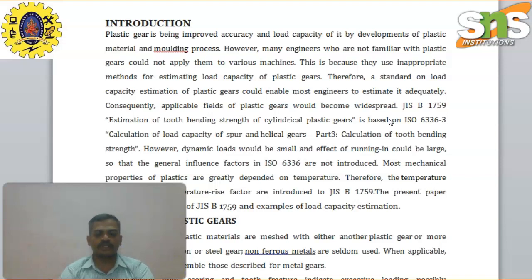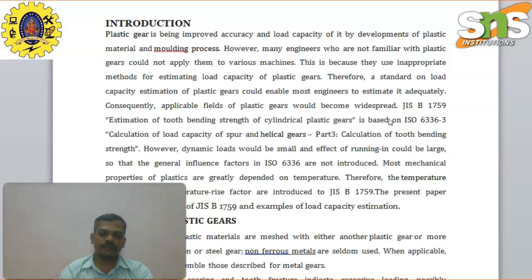and molding processes. However, many engineers are not familiar with plastic gears, so they could not be applied in different machines. This is because of the inappropriate methods for estimating the load capacity of plastic gears. Therefore, a standard on load capacity estimation of plastic gears would enable most engineers to estimate it adequately. Consequently, the applicable field of plastic gears would become widespread.